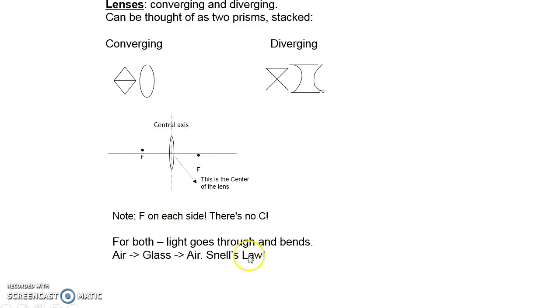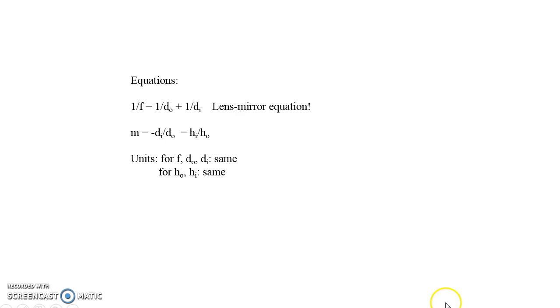And the way that lenses work is that it's really Snell's law again. Light is going air to glass to air, and so it's going through and it's bending. And I know you've had some experience with this with ray diagrams. And the equations, these are just what you've seen before because we used them for mirrors. We're using them for lenses now because it's the lens-mirror equation.